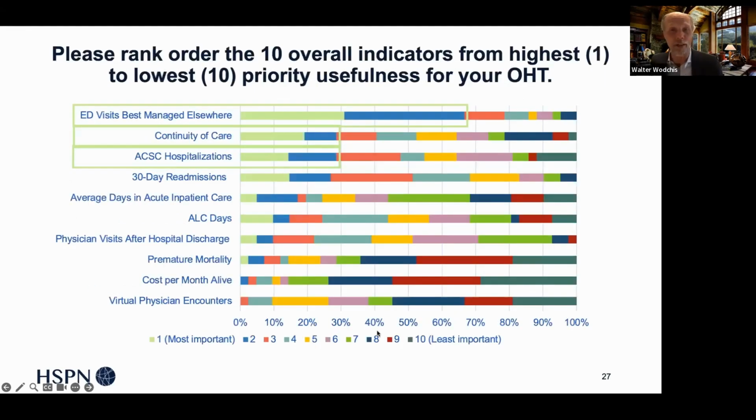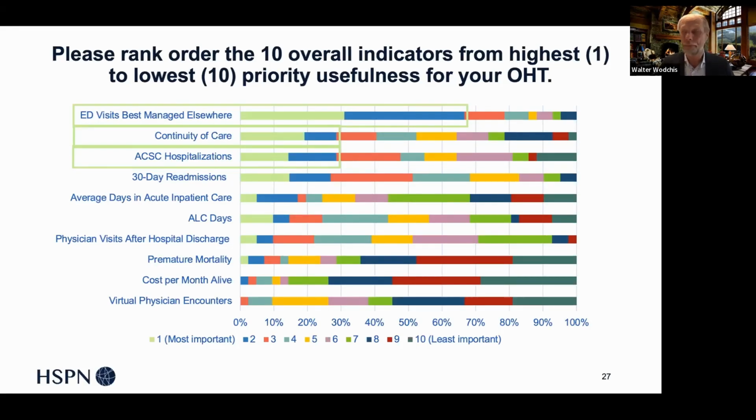What are some of the results of the top priority indicators? These are shown ranked. We had a 10-point ranking from most important to least important. Most important is shown in the bright green on the far left. So we really looked at what proportion of people said this was the most or second most important. Looked a little bit at the third, but mostly we made the decision based on that. And so you see here, if we drew a line somewhere around 25%, indicators being more than 25% the top 2 priorities, you see ED visits best managed elsewhere, continuity of care, and ambulatory care sensitive hospitalizations.